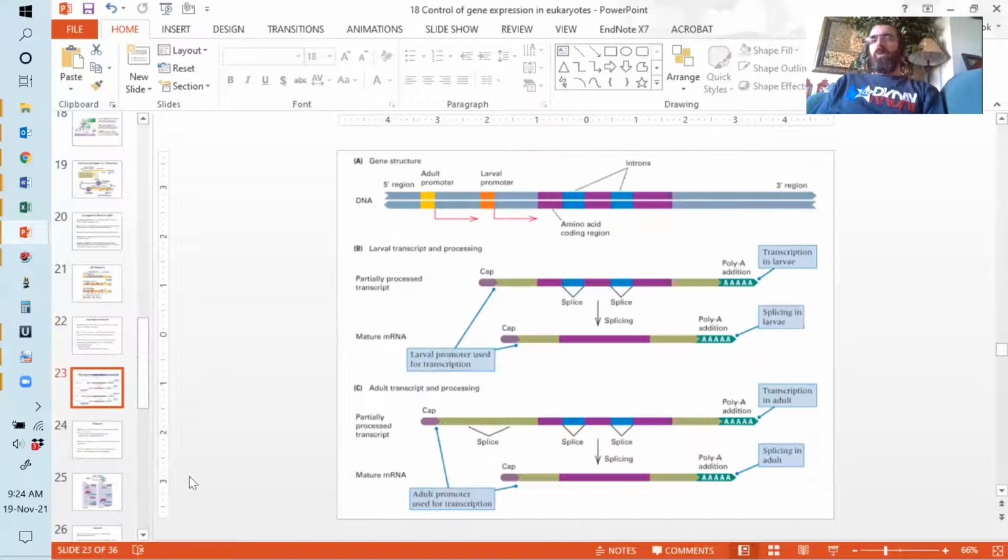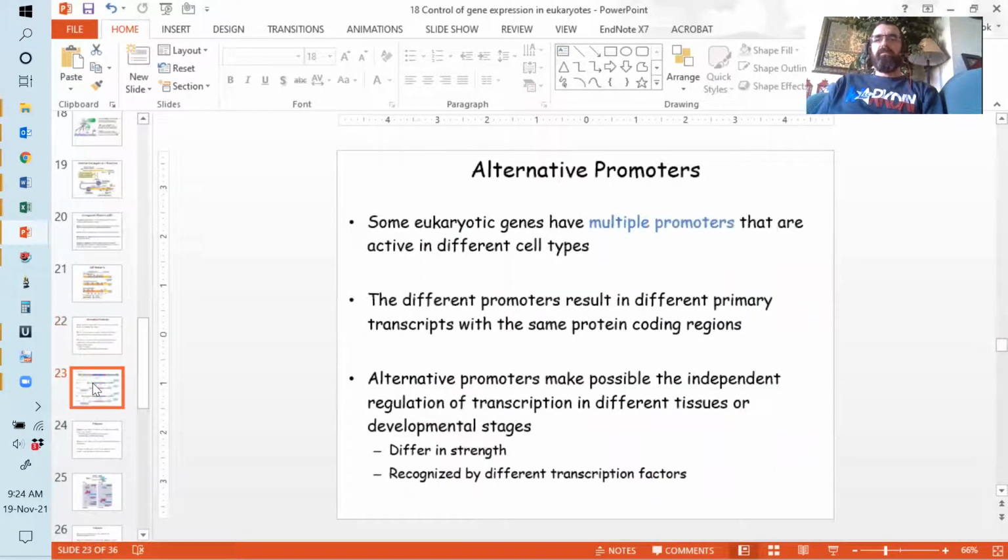So there's another example here, which you can check out if you wish. It's about stuff in, I think, lizards or insects.